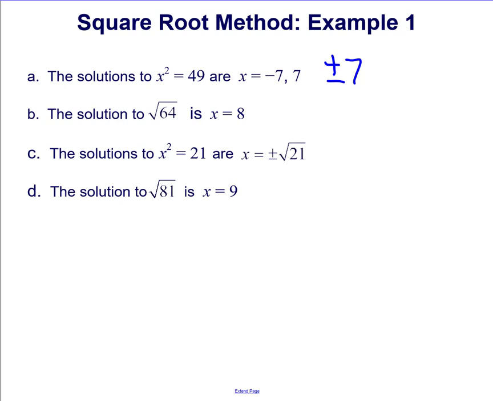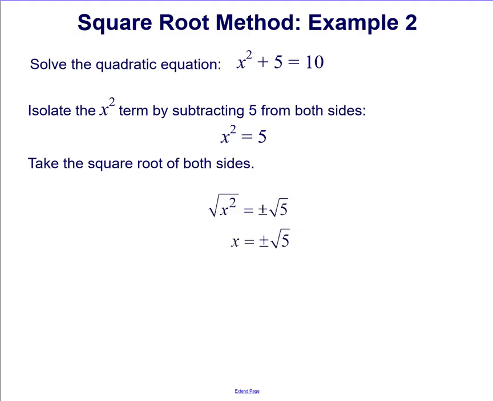However, for letter D, this is not an equation. We're referring to just a number. This is the square root of 81, and that is x is equal to 9. This is not an equation, so we just need the principal square root in this case.